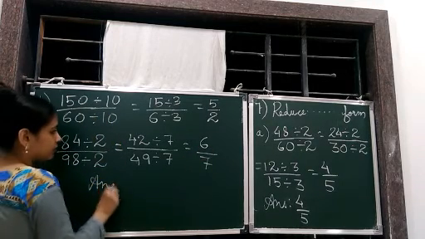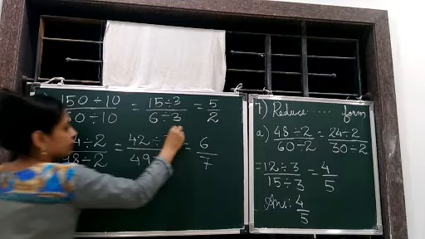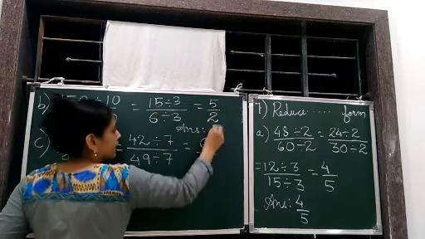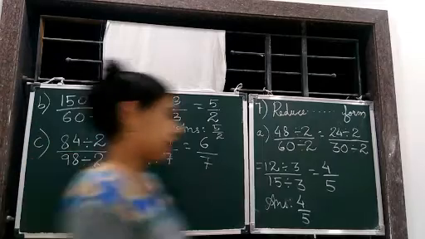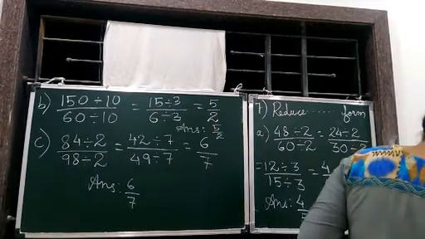Don't forget to write the answer just like me. How I have not written. Please do write the answers. This is 5 by 2 and this is 6 by 7. This completes our C. Then there is D.